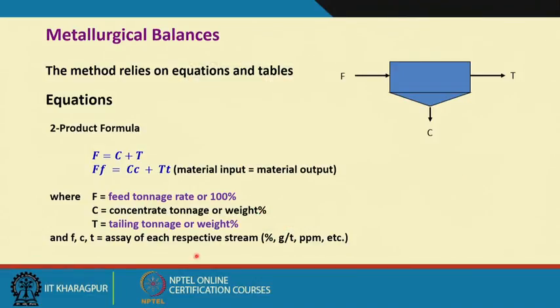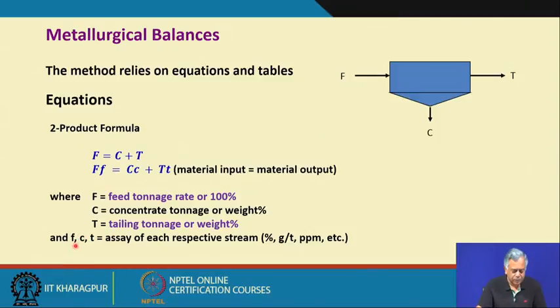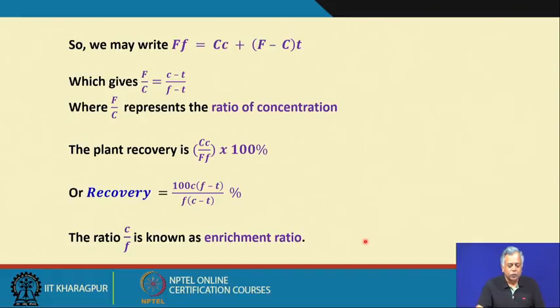So, small f is the assay content of copper in the feed, small c is the assay content of copper in the concentrate, and small t is the assay content of copper in the tailings. That is why I have said assay of each respective stream, because we are calling them streams. It could be in percentage, in grams per ton, in ppm, parts per million, any unit. But the unit has to be consistent, and you must be very careful about unit conversions. So, then what can we write?